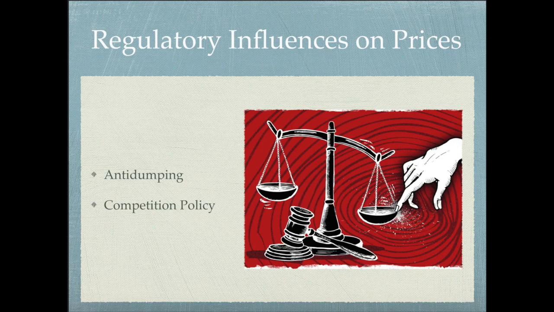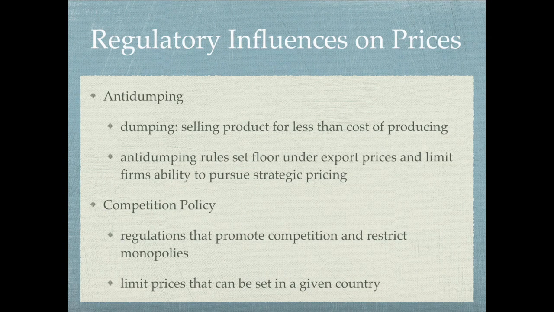This part of the chapter includes talking about anti-dumping and competition policies. The first thing is anti-dumping. Dumping refers to selling products for less than the cost of producing, and anti-dumping rules set a floor under export prices and limit firms' ability to pursue strategic pricing.